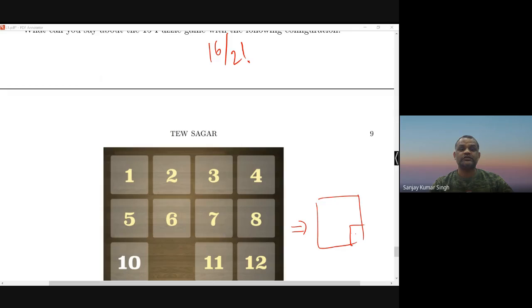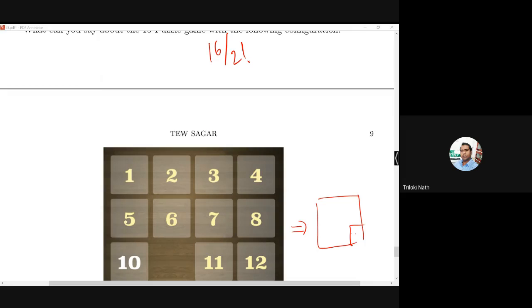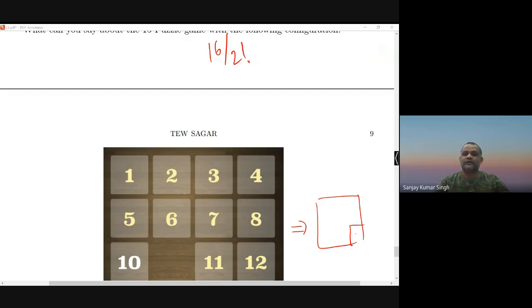Any question? It's very interesting, sir. Yes, thank you. We can explain the Rubik's cube problem also using permutations, but because of time limitation, we are just including one application here.